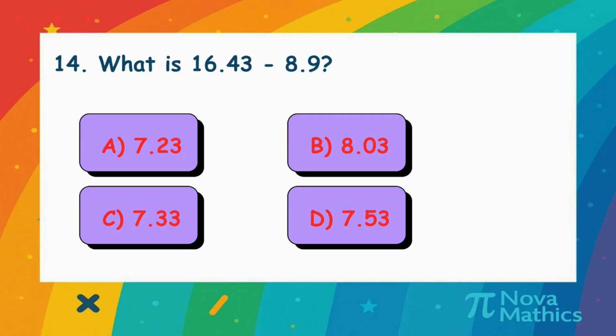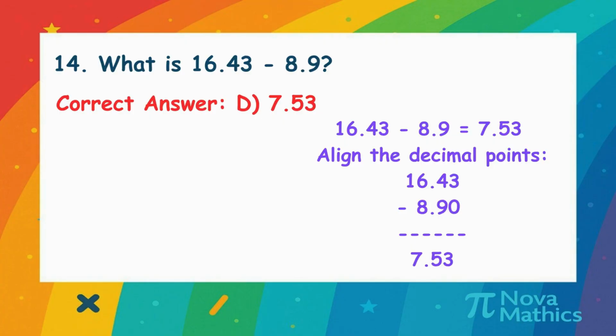14. What is 16.43 minus 8.9? Correct answer is 7.53. Make sure the decimal points match. Subtract step by step, and you get 7.53.